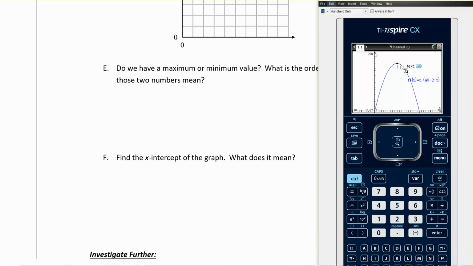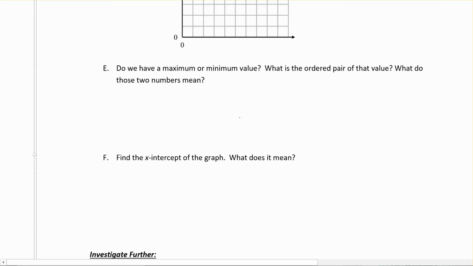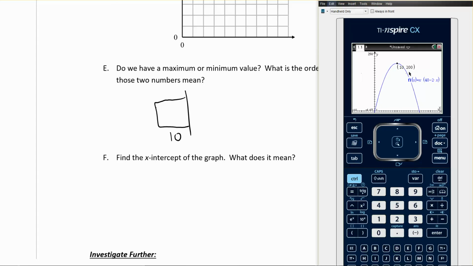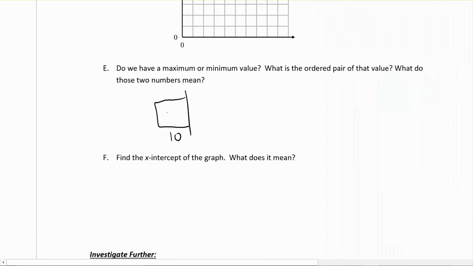So 10, that means the side length of our thing was 10. If this was our house and we had our kennel, that means that this side length was 10. The y value of 200, that means that's our area. So our area here would be 200, right? So side length 10, area 200 is what they stand for.